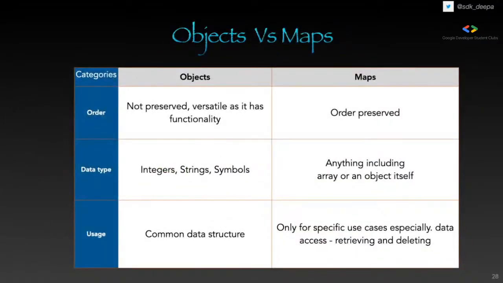So when would you use maps? You would use maps when you want to preserve the order, and it's only for accessing. When you don't want any functionality, then you could use maps. They are very fast in certain cases. However, objects are very commonly used. It can contain data types such as integer, strings, or symbol. The order is not preserved here, and it's meant for functionality.